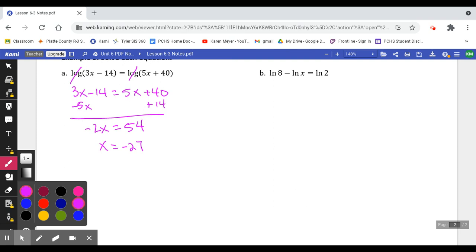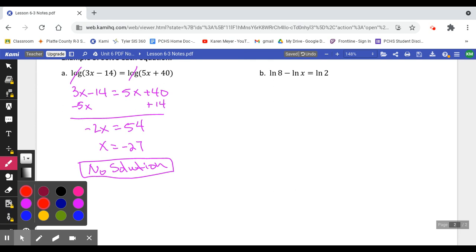So what you need to know is that we are not allowed to have negative answers with logs. It won't check out on both sides. So no solution. So remember, no negative answers with logs. But could you have a negative answer with ln? You sure could. ln's are different than logs. So ln is okay to have a negative, but log is not.